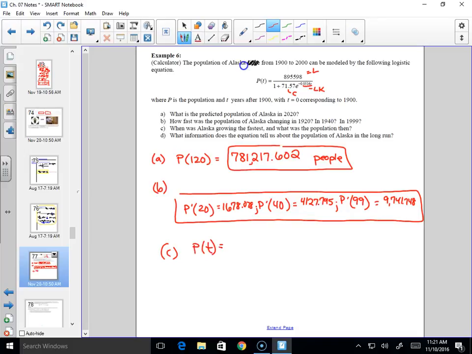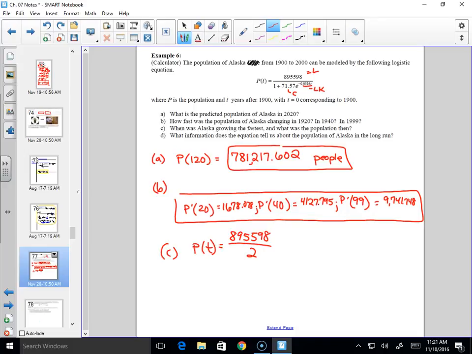When P is equal to 447799, when y equals L over 2, so when P equals 895,598 over 2. Nice. That's the cool shortcut. We don't have to find the second derivative. We just have to know logistic growth is always going to be the fastest at the point of inflection, which is always going to occur at half of the limiting capacity. So we divide that little puppy.